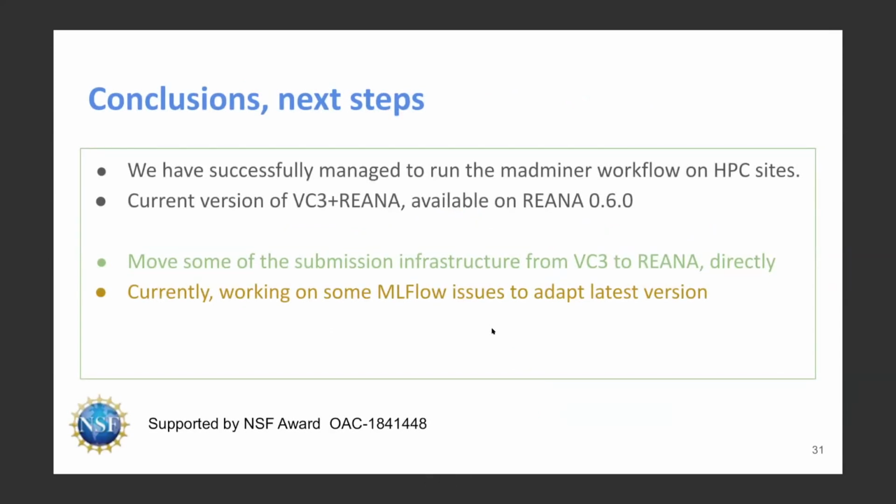So in conclusion, we have successfully managed to run the MapMiner workflow, even if an older version, on HPC sites. And the current version that we have for VC3 plus Rhianna is using the latest stable version of Rhianna, which is 0.6. Eventually, what we want is to not depend on the VC3 infrastructure. So we want to move some of the submission infrastructure from VC3 to Rhianna directly. And again, we're working on sorting out the issues with MLflow for the current version of the MapMiner workflow.